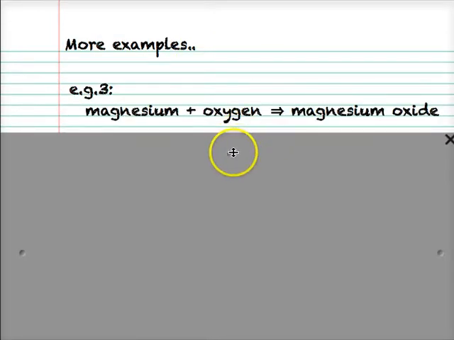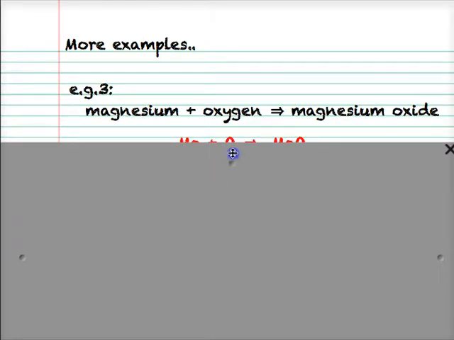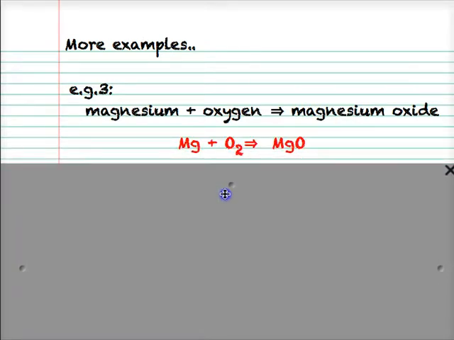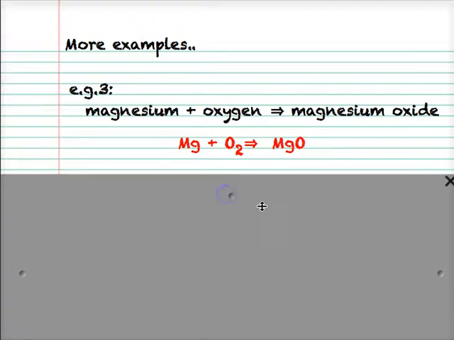Magnesium plus oxygen. If we burn magnesium in oxygen, we get magnesium oxide. That's the word equation. This is the symbol equation. Now let's take a look at that. We have 1 atom of magnesium here and 2 atoms of oxygen. Clearly on the right we've got 1 magnesium and 1 oxygen.